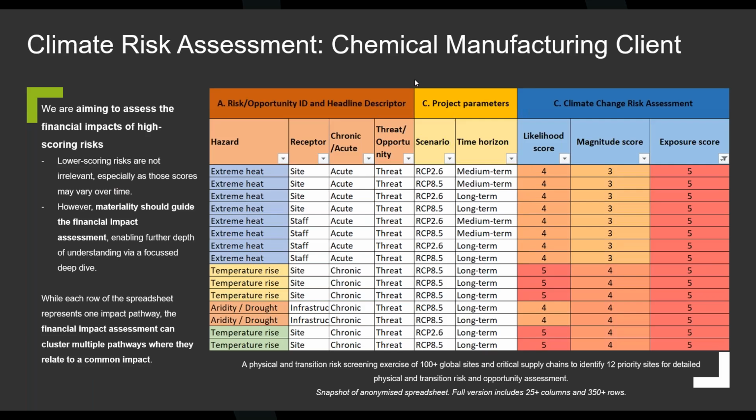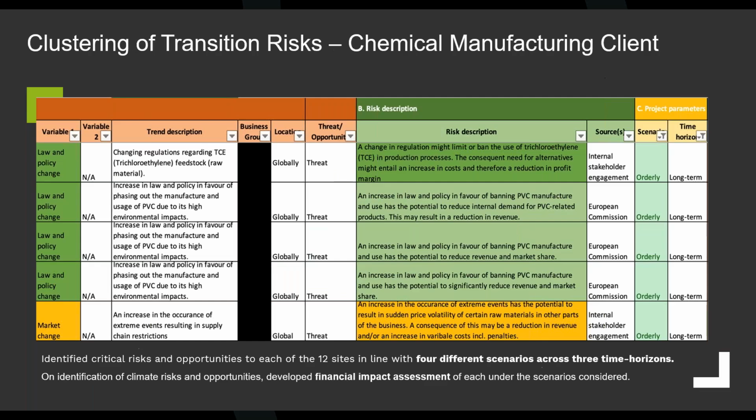And what we find, and what the guidance says as well, is you want to categorize them. So if you look at this spreadsheet on screen, each row is essentially a pathway to impact, but they could have a common driver like extreme heat. And the next slide shows those common drivers on transition risk as well, because the risk descriptions on this slide show that there's some commonality for the client with transition risk.